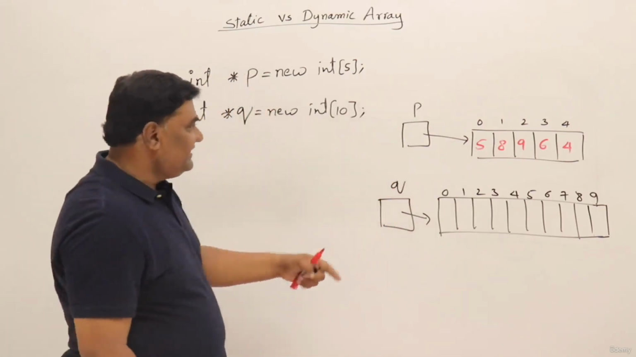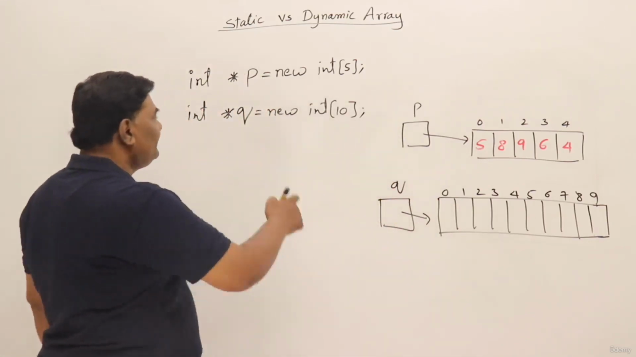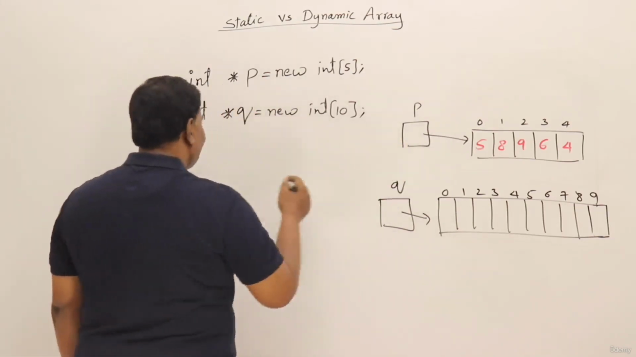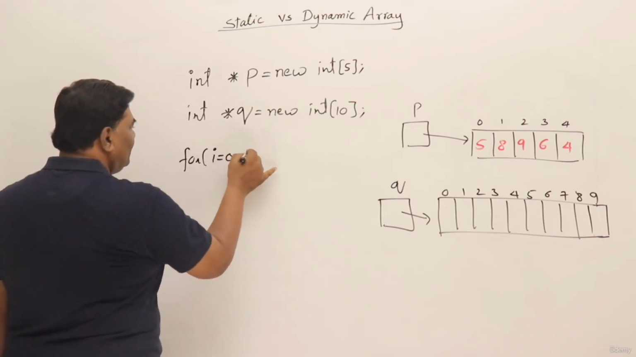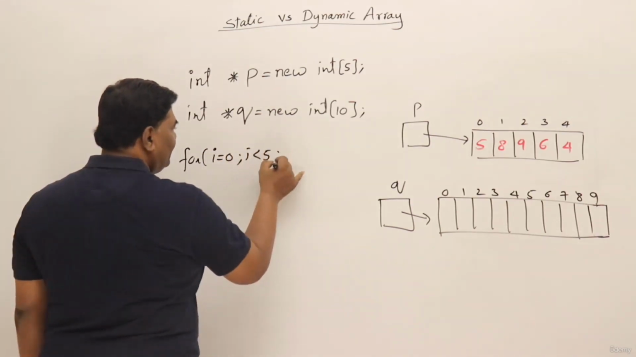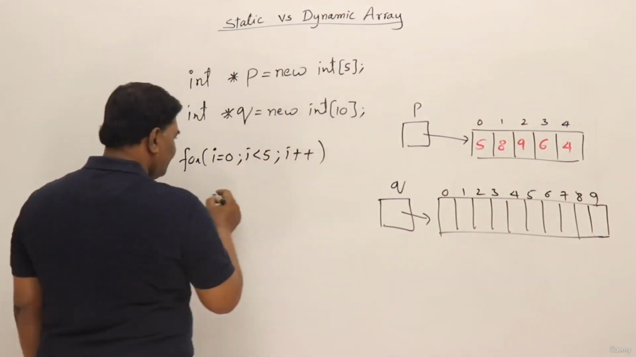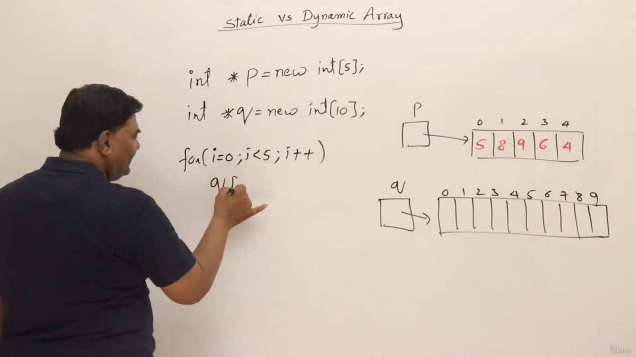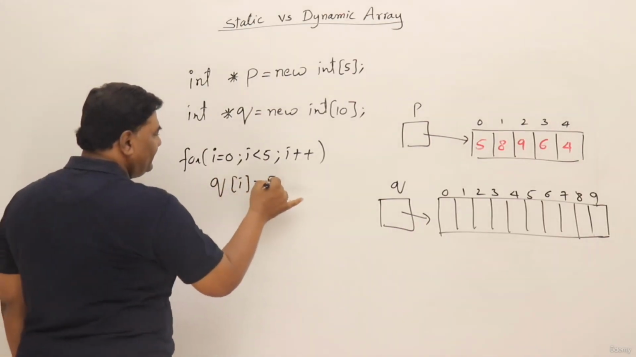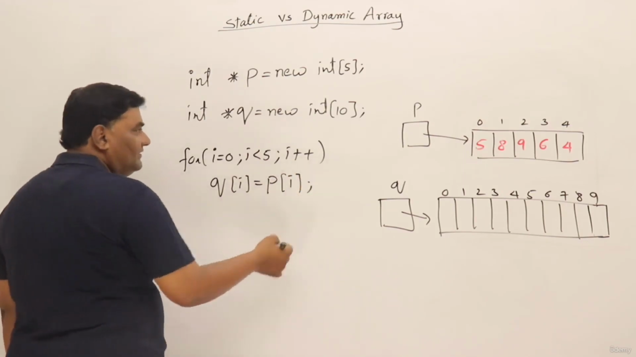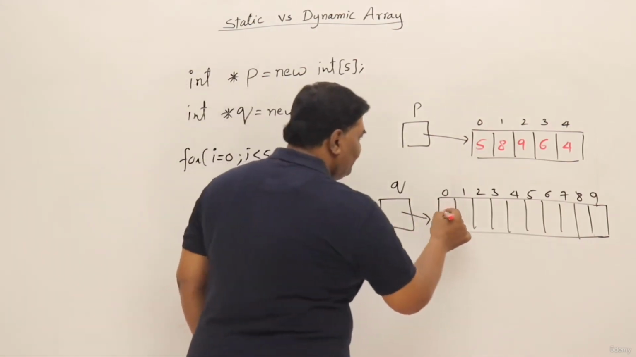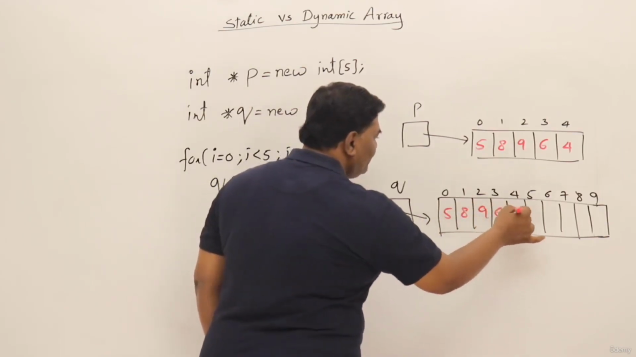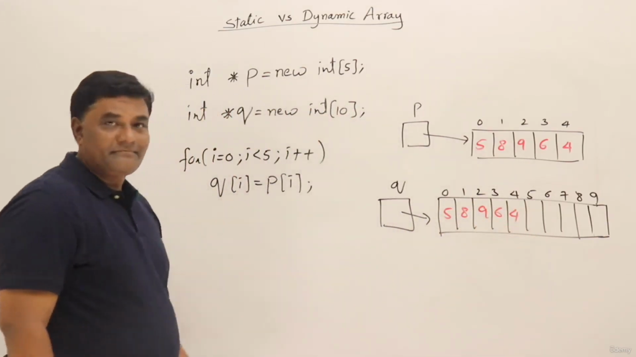Now transfer all those elements from P to Q. We know the size of P very well, that size is 5. So for i assign 0, i is less than 5, i plus plus, then in Q of i, copy the elements of P of i. So I am copying them using a for loop. All these values will be copied here, 5, 8, 9, 6, 4. So the values are copied there.